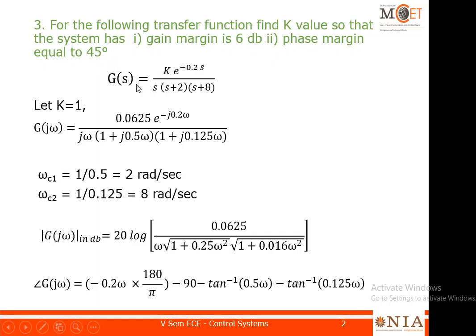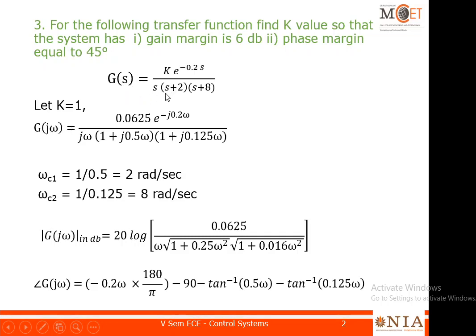When such problems are given, the first thing the students should do is take just k is equal to 1. Take k is equal to 1. After taking k is equal to 1, you will get g of s without k. So you can continue with the procedures of drawing Bode plot. So as usual, instead of s, you are going to substitute j omega.